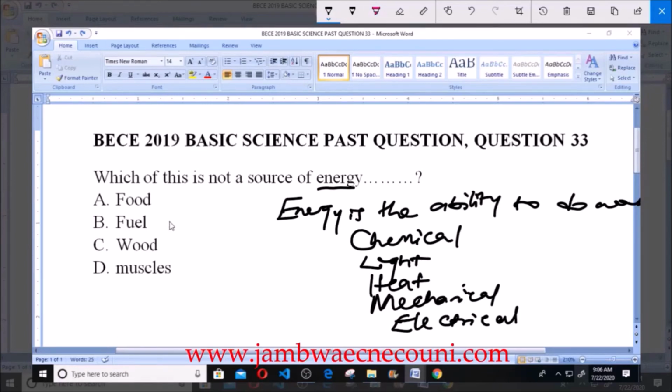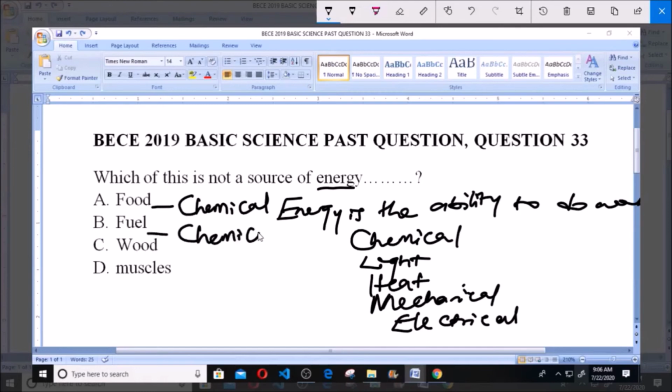Now A says food, and food is a source of chemical energy. So definitely A cannot be an answer, because food is a source of energy, which is chemical energy. Now fuel also is a source of chemical energy, because when fuel is reacted with other substances, we get energy, and it's a form of chemical energy. So fuel is a source of energy.